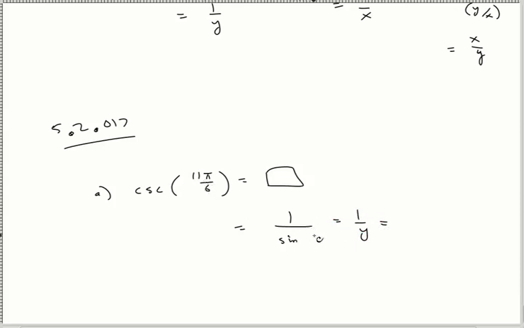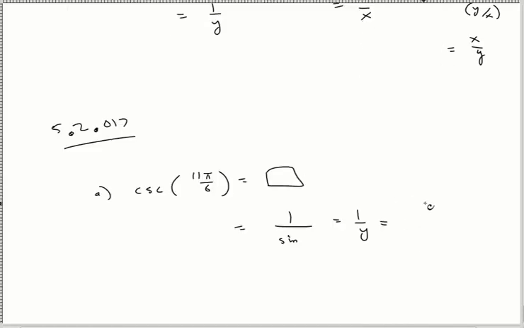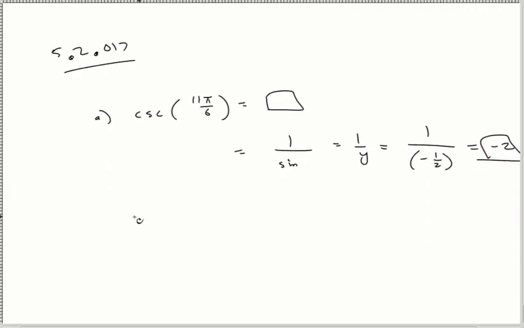See, I'm not putting a theta here. I probably should at least put a theta. It doesn't matter, honestly. So 11 pi over 6 right here, my y value is right there, negative 1/2. And so I'm saying 1 over a negative 1/2. You know what would happen here, right? So the 2 can flip up. You got a negative there, so it's negative 2. You don't have to do that. It's up to you.